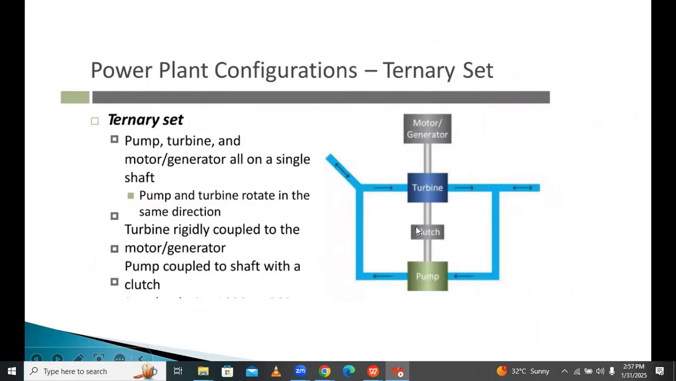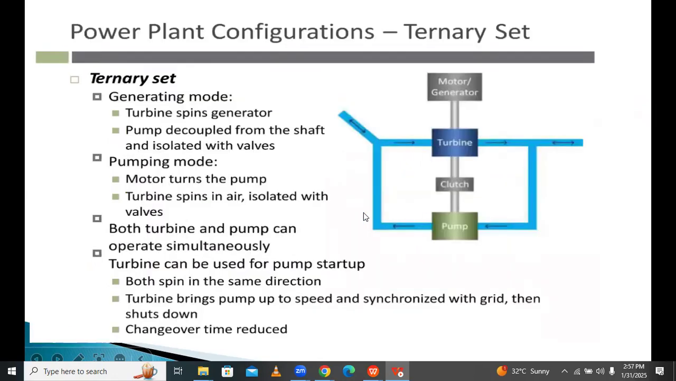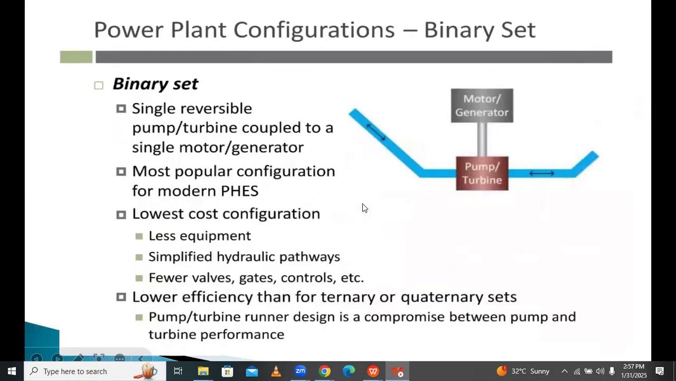So this clutch is used to control the water, to operate turbine mode or to operate pump mode. To generate electricity, the turbine is operated. To pump the water, the motor can be operated. It acts as a motor. So these are about pumped hydro storage systems.